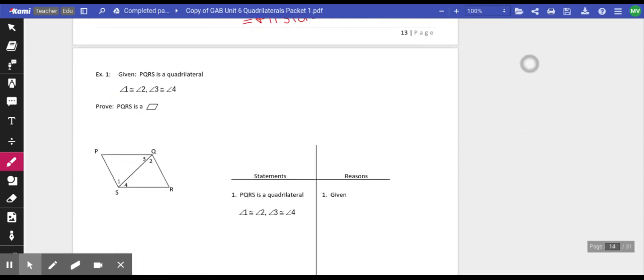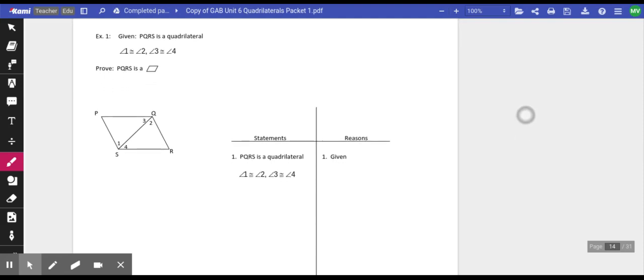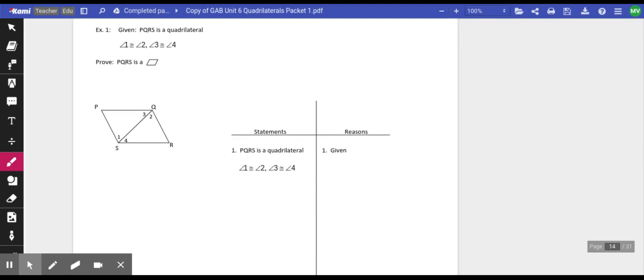So now we're going to try to do a proof. So I am given that I have this quadrilateral PQRS, and I know that angle 1 is congruent to angle 2, and I know that angle 3 is congruent to angle 4. So how can I use this information to prove this is a parallelogram?